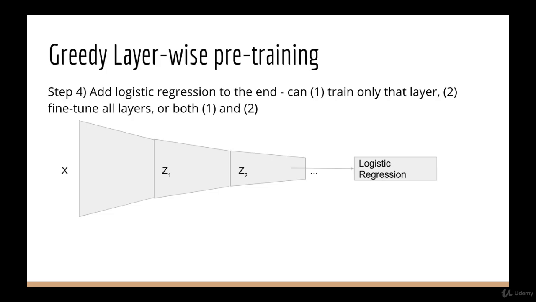Note that when it comes to training the logistic regression, we again have a few options like I mentioned in the previous lecture. First, we can choose to only train the logistic regression part and assume the features from the previous layers are optimal. Second, we can choose to fine-tune the entire neural network, or we could even do number 1 followed by number 2.